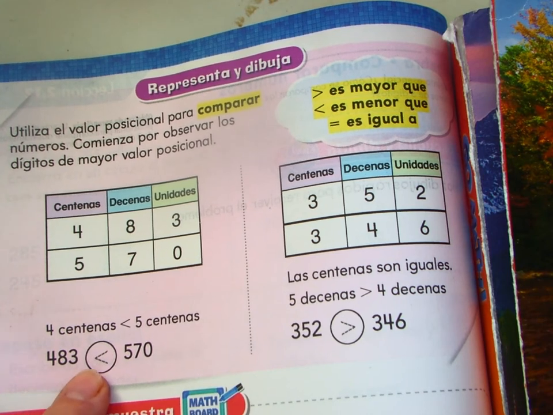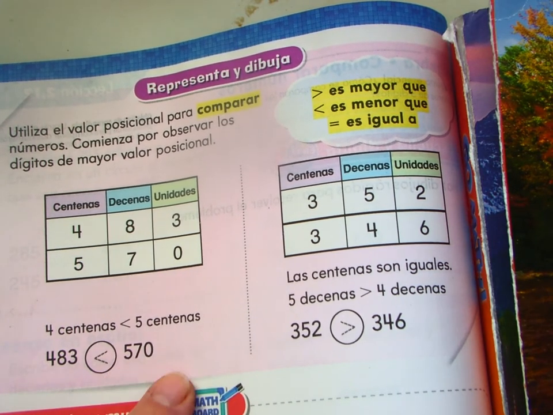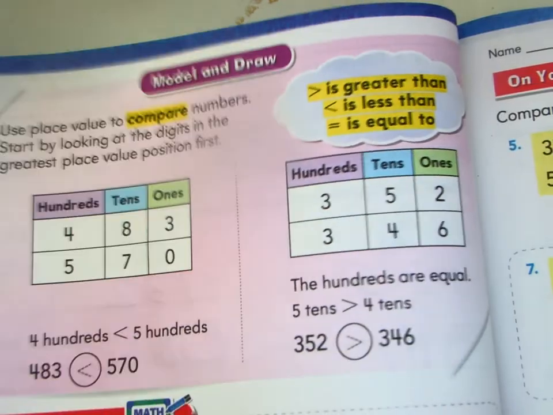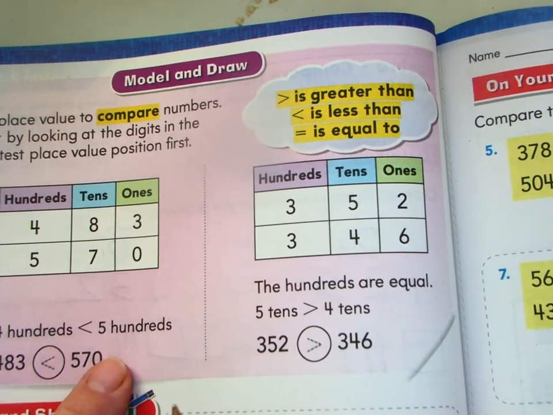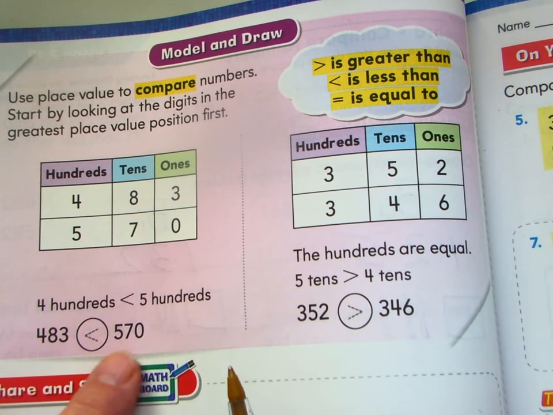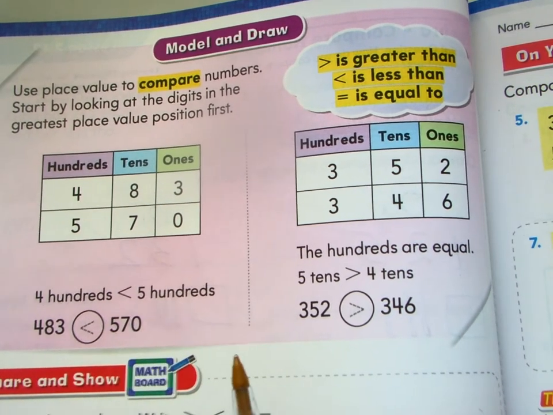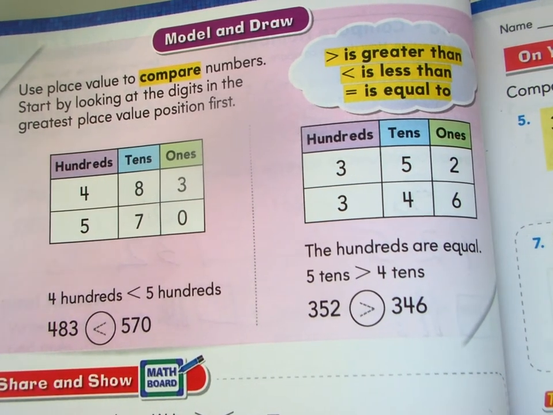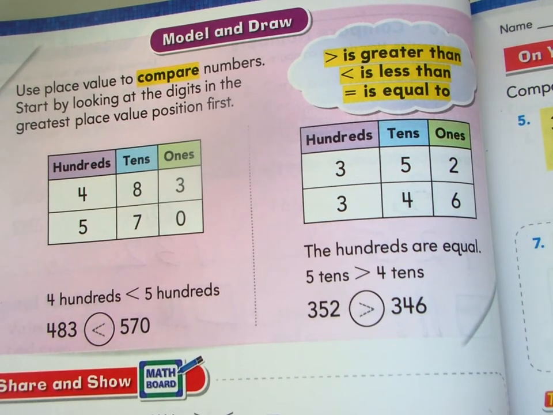483 is less than 570, because 4 hundreds is less than 5 hundreds. How do we know how to draw this symbol? Do you remember what the rule is we've been using? We used it with 2 digits. We used it with 1 digit.